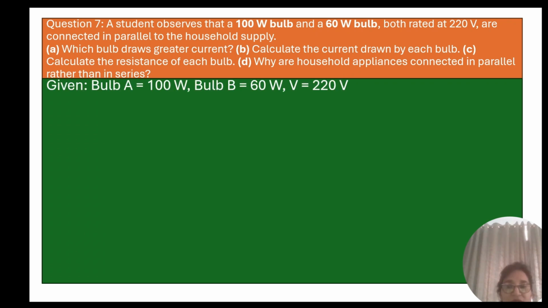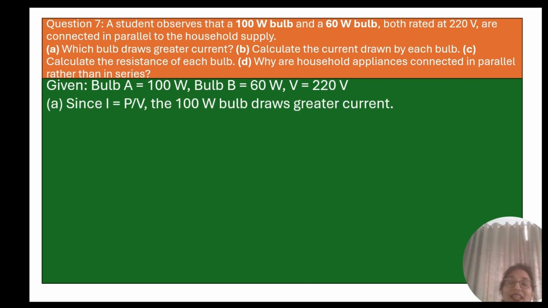So first thing you have to do, students, is write what is given. Now, for the first part, we need to find out which bulb draws greater current, so you need to calculate current, which is P upon V. So here you get that the 100 watt bulb draws greater current.